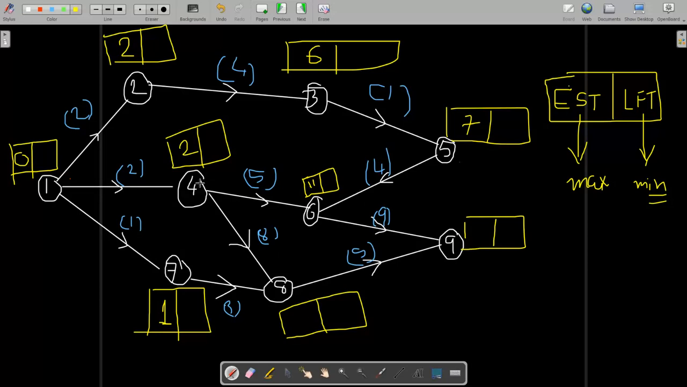Now to reach point 8, there are two ways, from 7 to 8 or 4 to 8. If you go from 7 to 8, the total time is 4 days, 1 plus 3, and if you go 8 plus 2, that means 10 days. So whichever is greater, 10 days. Right, here 9. At 9 there are two ways, 6 to 9 or 8 to 9. From 6 to 9, it will take 20 days, and from 8 to 9 it will take 10 plus 5, 15 days. So greater is 20 days.